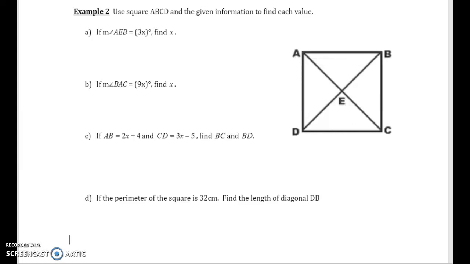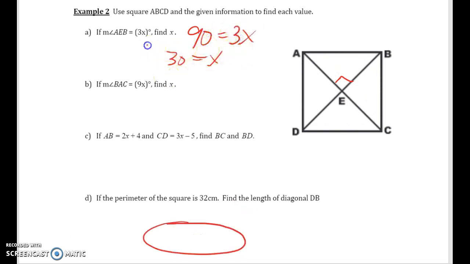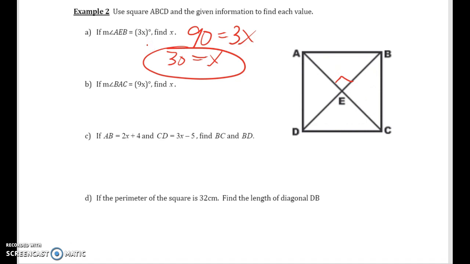Example 2, use square ABCD and the given information to find each value. So we know this is a square. They give us if AEB, well, that's where the diagonals intersect, so we know that's 90 degrees, equals 3x, so we have 90 equals 3x, so x equals 30. Right? If we didn't know that the diagonals form right angles, it's going to be difficult to do that question.